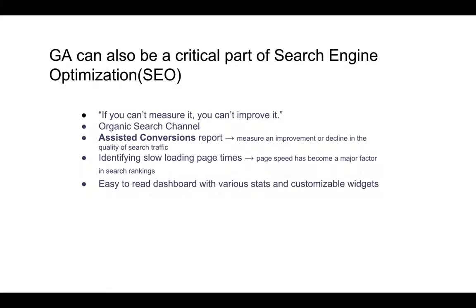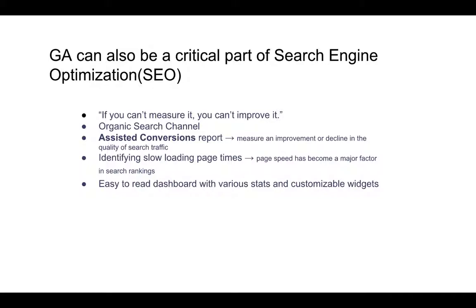Google Analytics can also be a crucial part of search engine optimization, which we started to get to, but we haven't really gotten deep into yet. Some people say if you can't measure it, you can't improve it, which may be true. Google Analytics has something called the organic search channel, which can be useful in search engine optimization. There's also the assisted conversions report, and identifying slow loading page times, which is a major factor in search rankings.